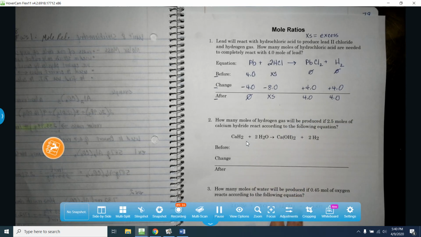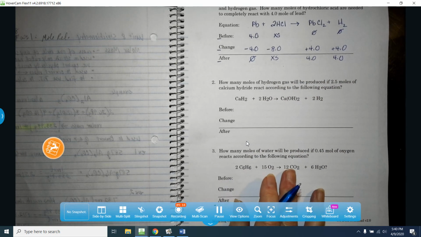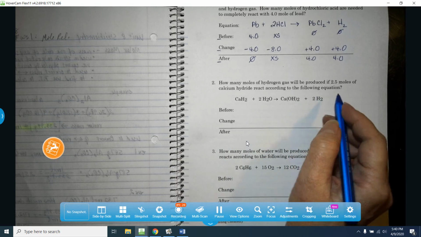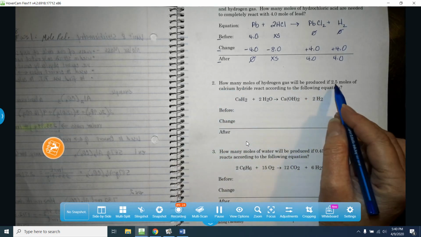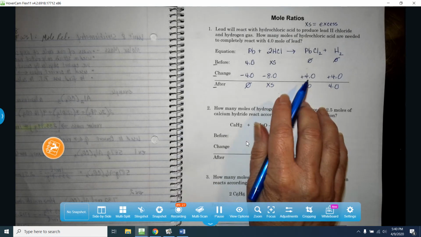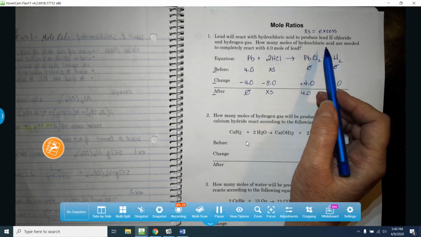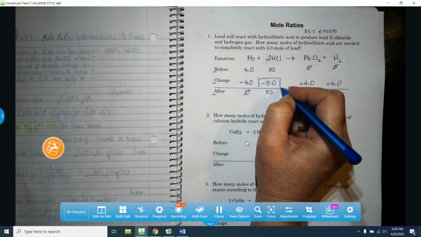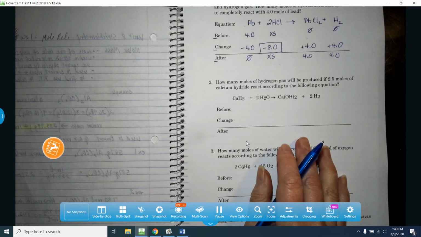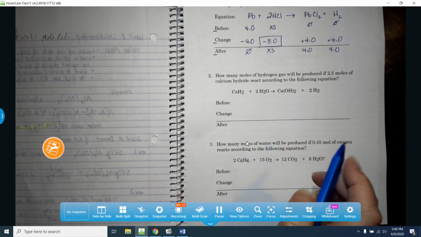Okay, so that is number 1. Let's do number 2. Oh, we didn't answer the question here. So the question, how many moles of hydrochloric acid? That was this. So this is my answer. Okay, now to number 2.